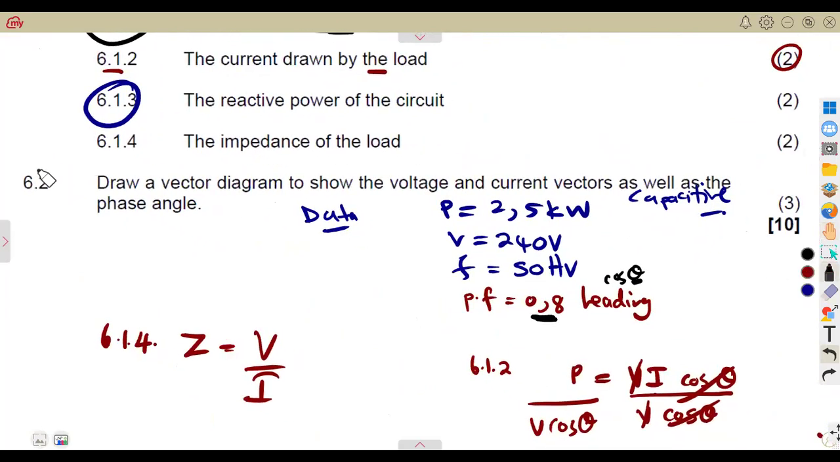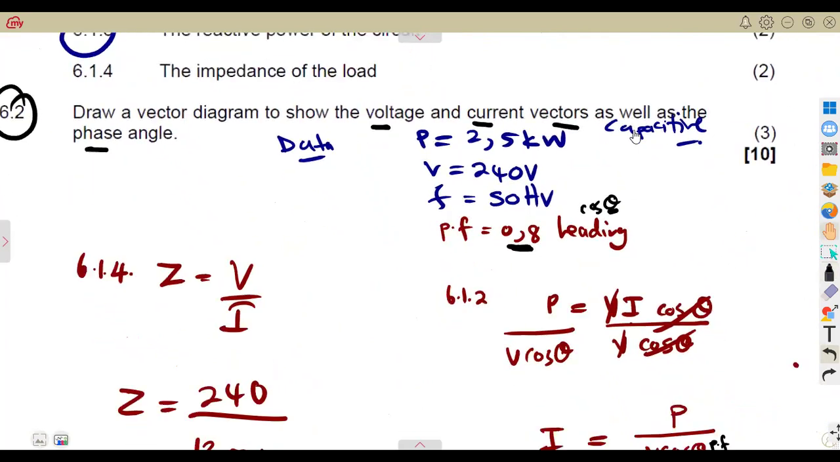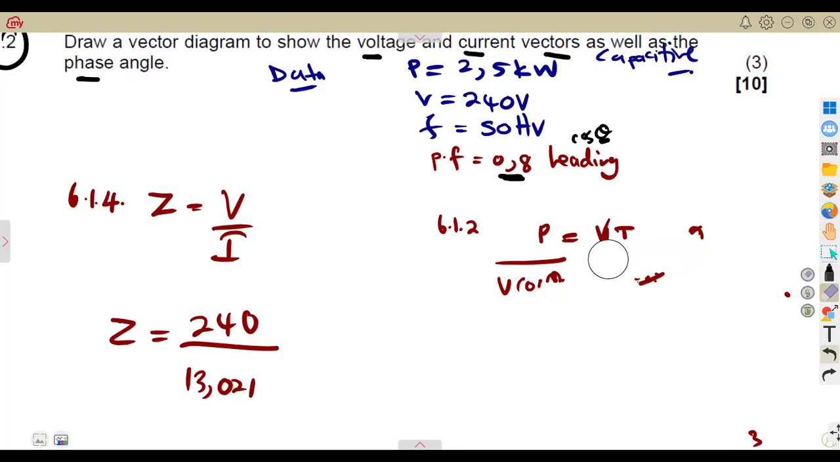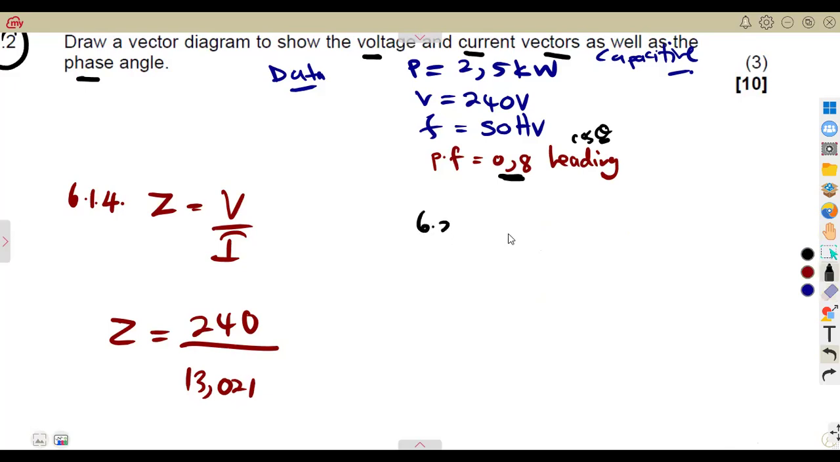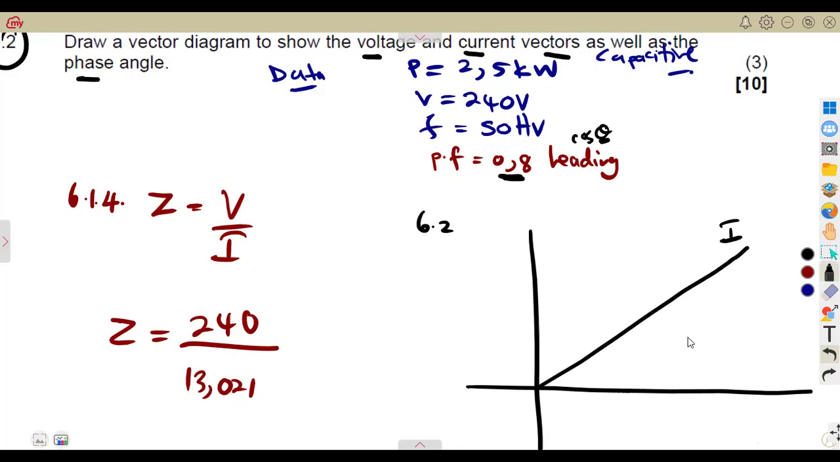All right, 6.2, then you're asked to draw the phasor diagram to show the voltage, current vectors, as well as the phase angle. So in this vector diagram, we need to see the voltage, the current, as well as the phase angle that we calculated. Remember, we were given this is a capacitive circuit that is leading. So in this case, we are going to have our current leading the voltage. So that is the current leading the voltage by an angle theta, which is our theta. Remember when we calculated this theta, it was 36.87 degrees.